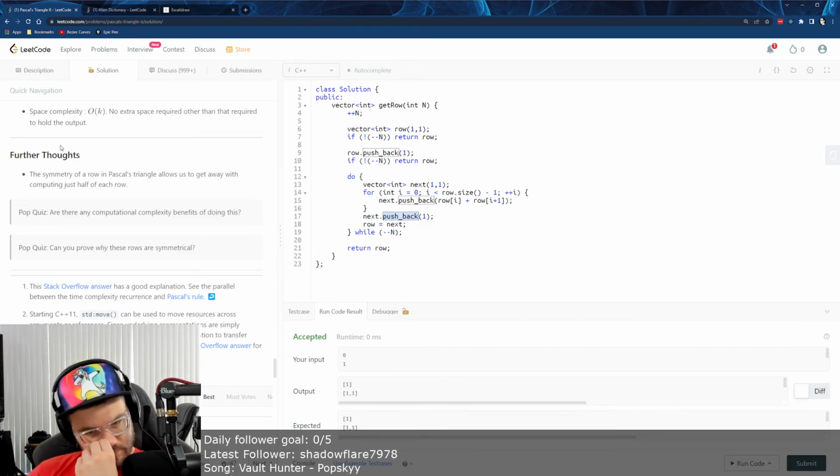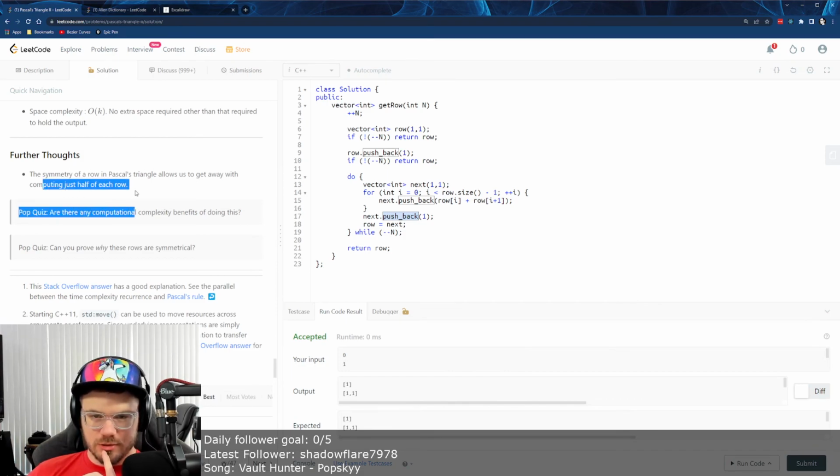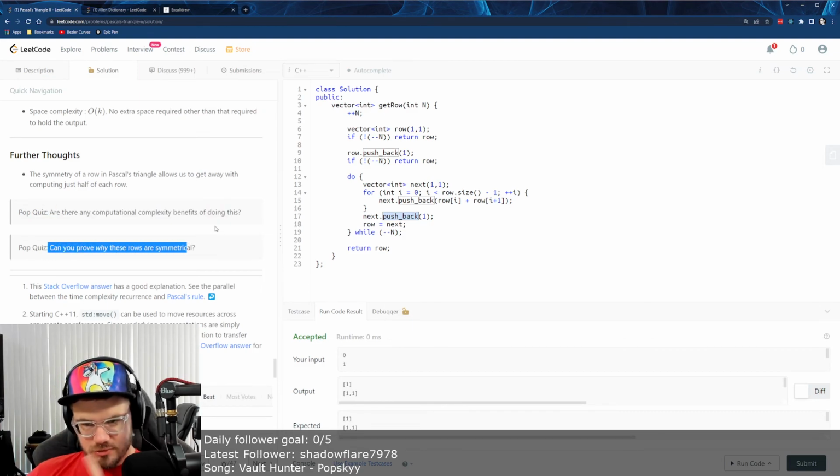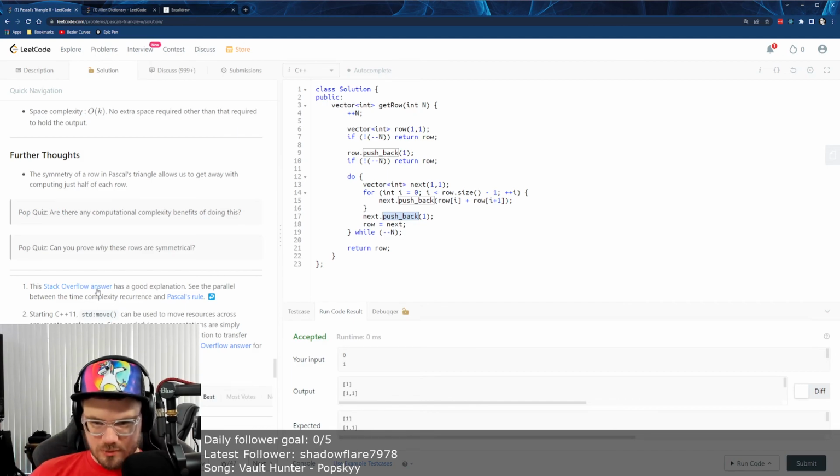Further thoughts. The symmetry of a row allows us to get away with computing just half of each row. True. Pop quiz. Are there any computational complexity benefits of doing this? Pop quiz. Can you prove why the rows are symmetrical? I mean, I probably couldn't prove it mathematically. But I could prove it loosely, just by looking at the recurrence relationship. This Stack Overflow answer has a good explanation. See the parallel between time complexity, recurrence, and Pascal's rule.